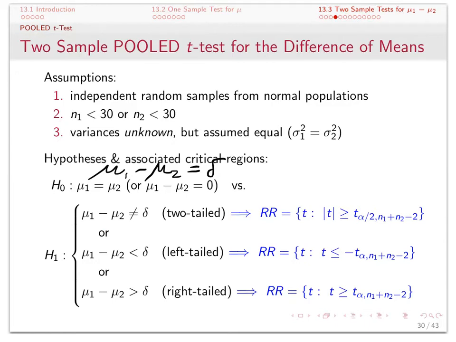The second option for an alternative hypothesis would be that mu1 minus mu2 is less than delta. This is our left-tailed option, and in this case our rejection region is going to be the set of t values where t is less than negative t alpha, which is computed with n1 plus n2 minus 2 degrees of freedom. Our final option for an alternative hypothesis would be that mu1 minus mu2 is greater than delta. This is our right-tailed option. And the associated rejection region will be the set of t values where t is greater than or equal to t alpha, and that's computed with n1 plus n2 minus 2 degrees of freedom.